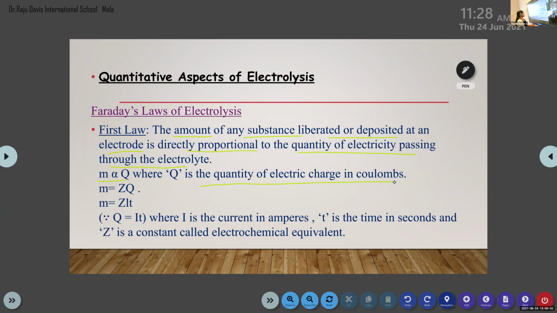Then, in order to remove that proportionality sign, we equate this equation by adding one constant. It is Z. M is equal to ZQ. And this Z is called the electrochemical equivalent.